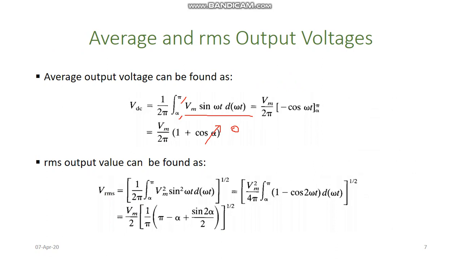And the RMS output voltage similarly can be obtained by squaring this quantity and integrating over its time period, and then taking its square root.